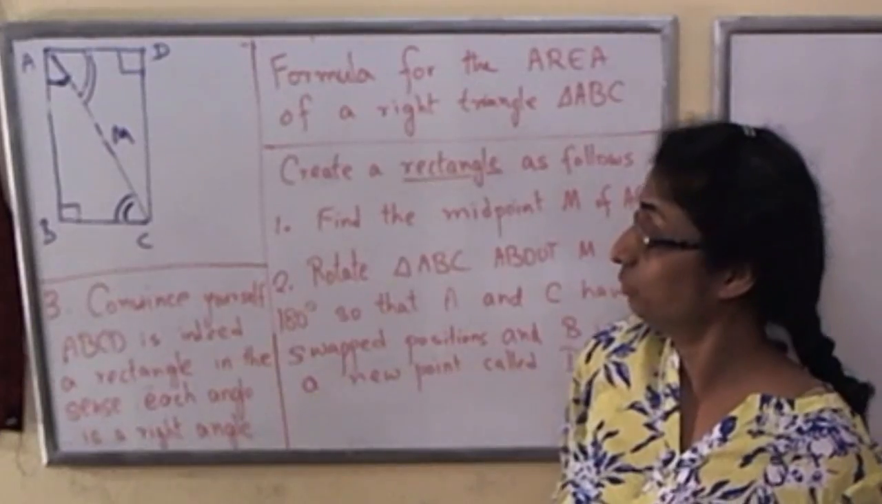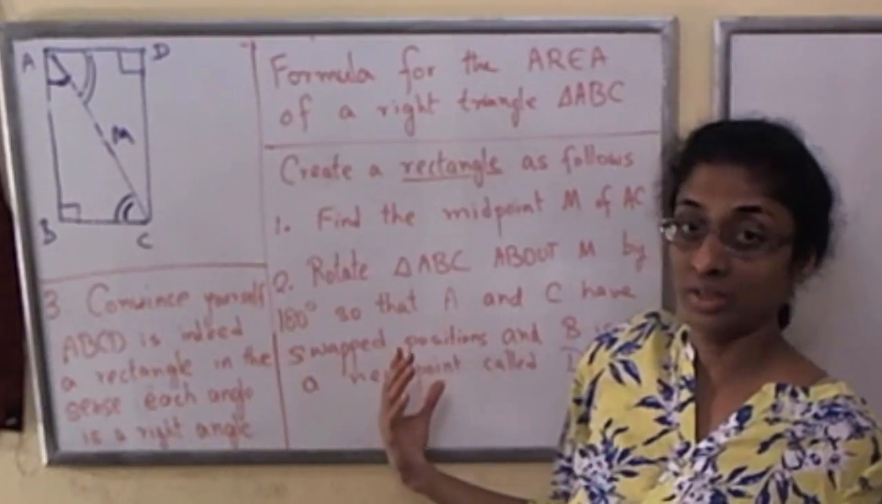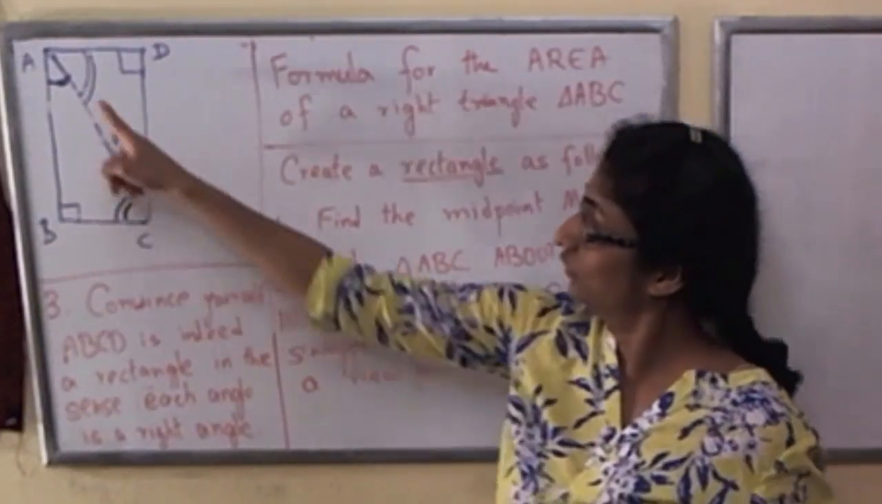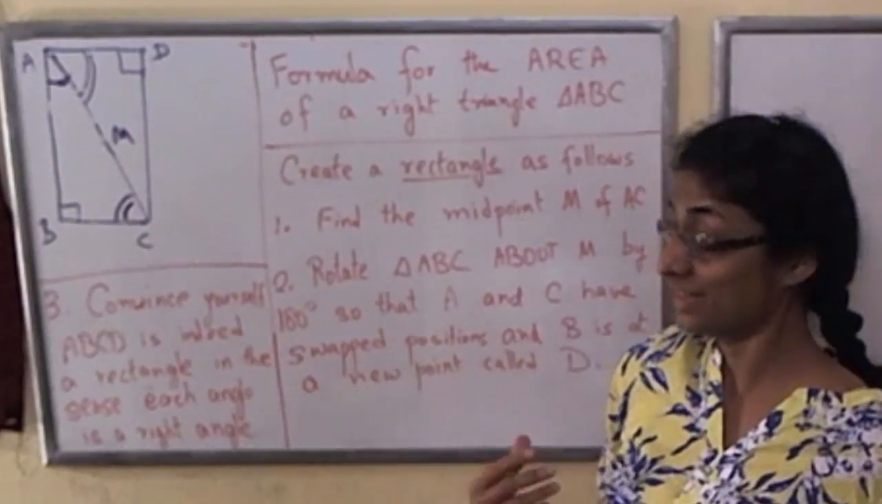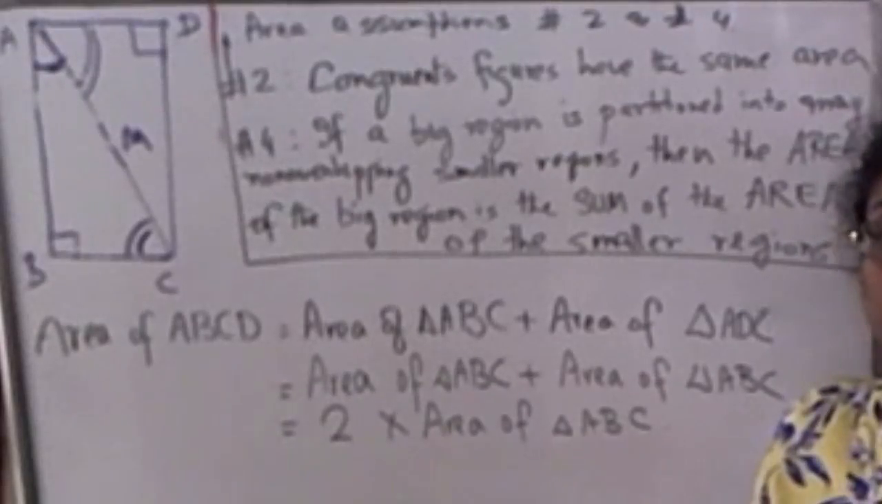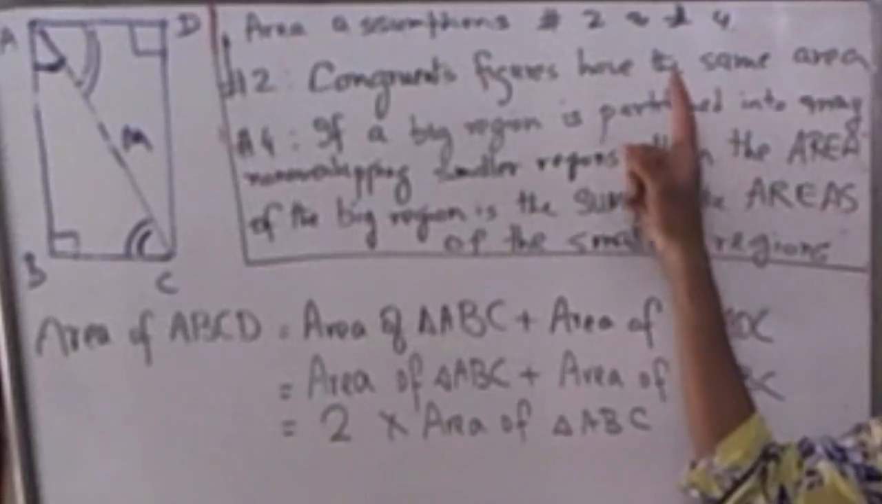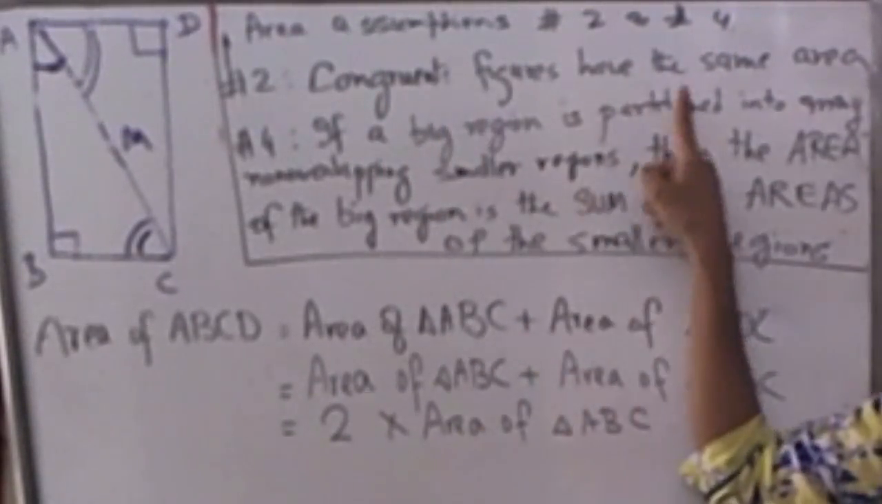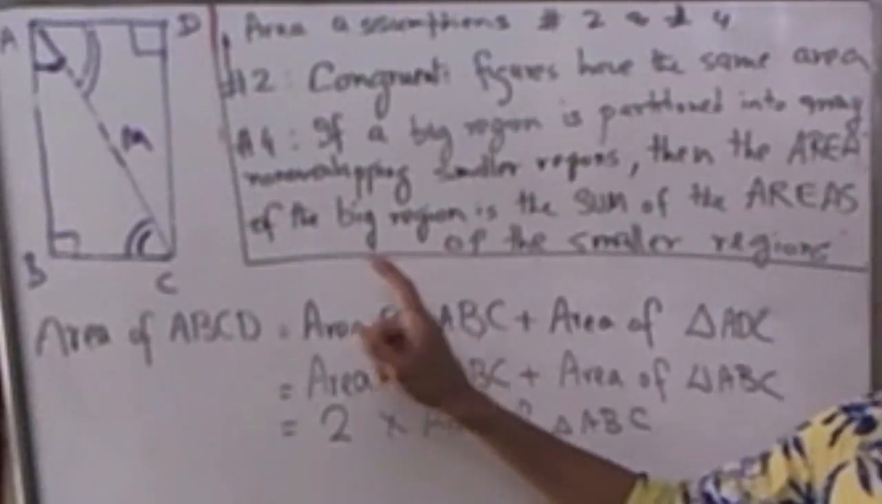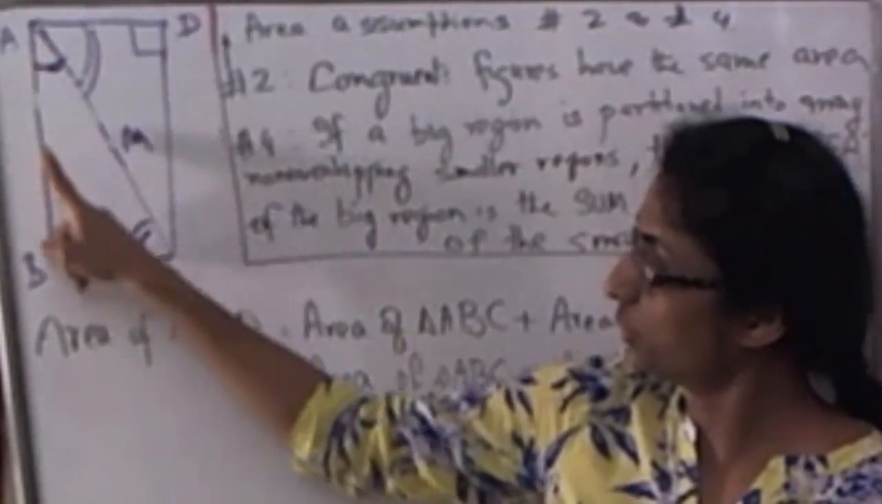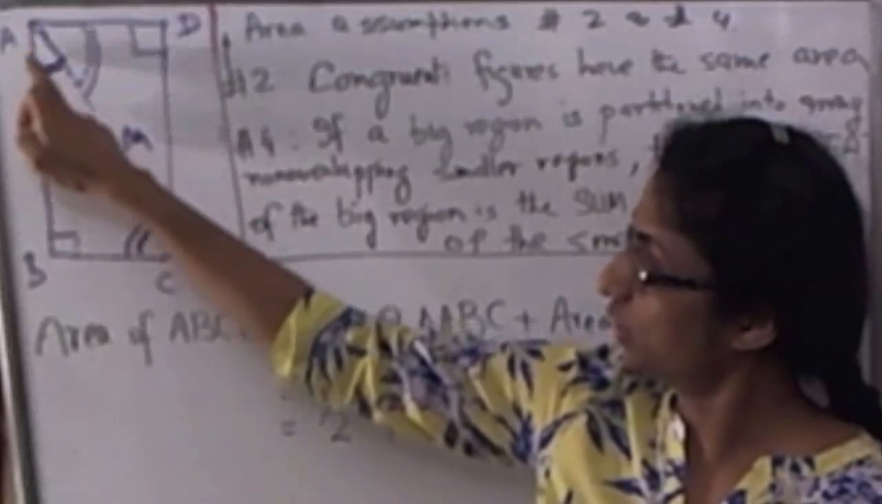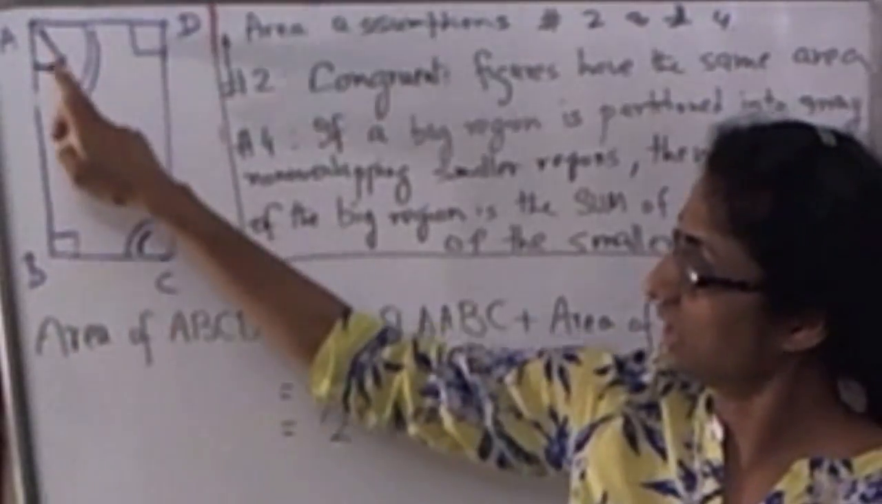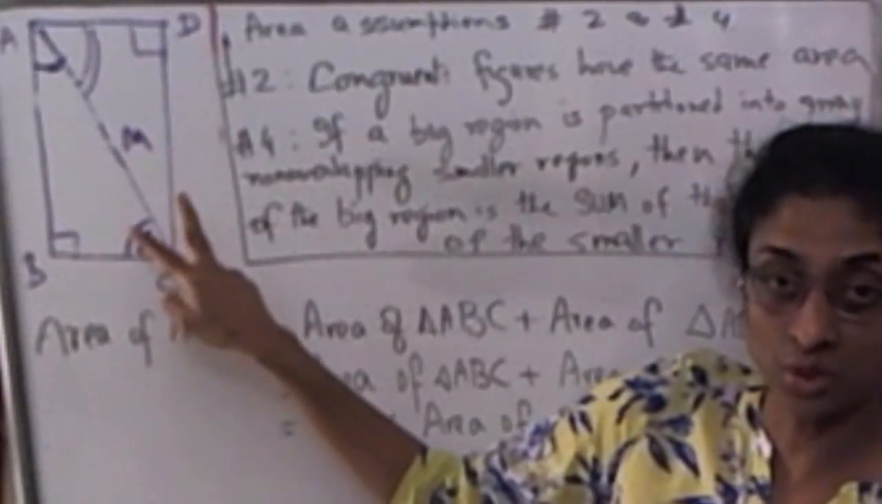And now let us move on and find the area formula for the triangle ABC. So let us do that now. Here's a quick reminder of area assumptions number 2 and number 4. Number 2 says that congruent figures have the same area. So here that number 2 is relevant because notice triangle ABC and triangle ADC, they are congruent.